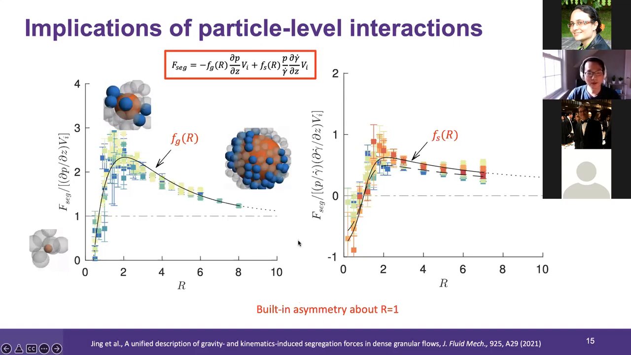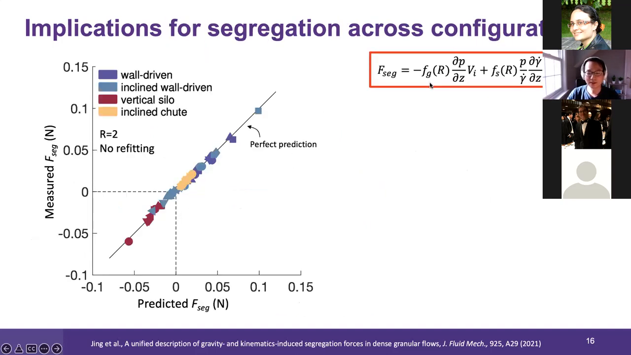Now, we can also try to test if this model works for other geometries. So far, we measure this force separately in our controlled velocity geometry. And here, we test this prediction for wall-driven flow, vertical silo flow, and inclined chute flows. And this prediction does not involve any refitting. We use the same parameters we obtained from independent tests. And the prediction for R equals 2 shown here is perfect.